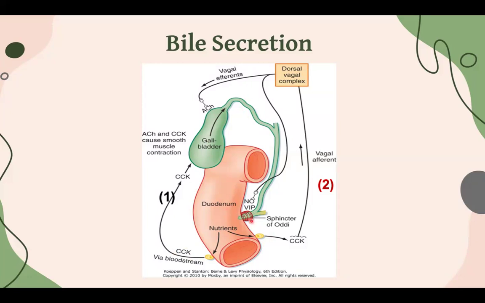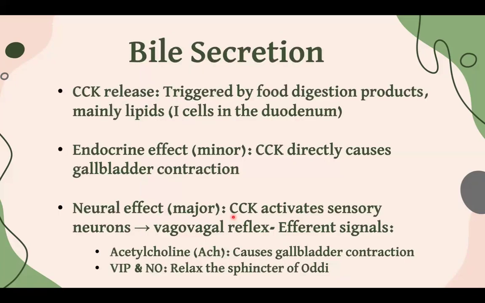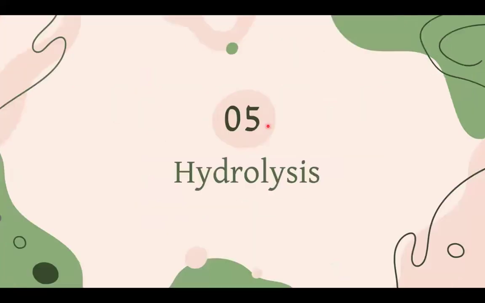Okay. Another pathway, cholecystokinin activates vagal afferent neurons that go to a part in the brain called the dorsal vagal complex. Okay. It sends out two efferent neurons. One goes to the gallbladder, it releases acetylcholine, contracts it, and again it releases bile and secretes it. And the other pathway, the neurons go to the sphincter of Oddi, they release VIP and nitric oxide and cause relaxation of the sphincter to secrete the bile. Okay. This is everything that I said in words.